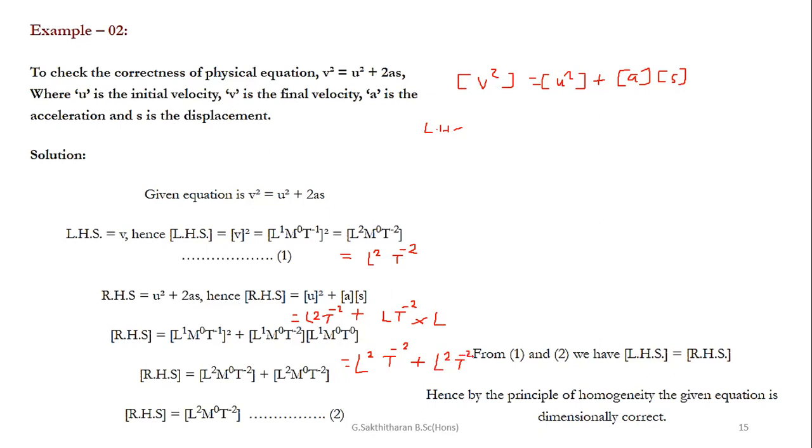So the dimensions of the right hand side are equal to the dimensions of the left hand side. So here LHS equals RHS. Hence by the principle of homogeneity, the given equation is dimensionally correct.